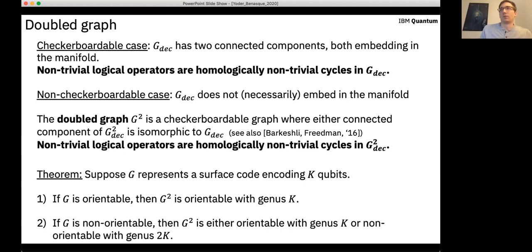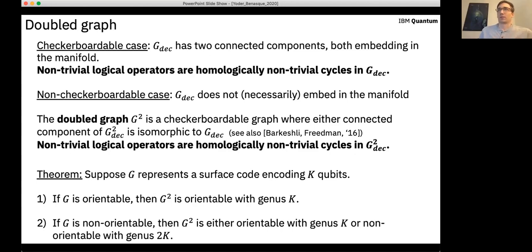Okay, so how do you use this to find the distance? Well, in the checkerboardable case, the decoding graph has 2 separate connected components, and these correspond to the 2 different colors of phases. So the decoding graph actually breaks into 2 pieces. You can think of it as X and Z if you like. And then the non-trivial logical operators are the homologically non-trivial cycles in that decoding graph. I mean, this is basically what Kitaev tells us.